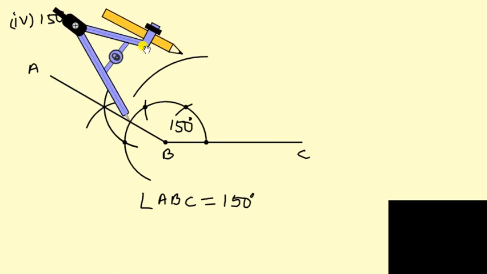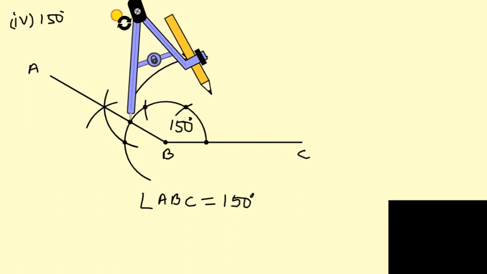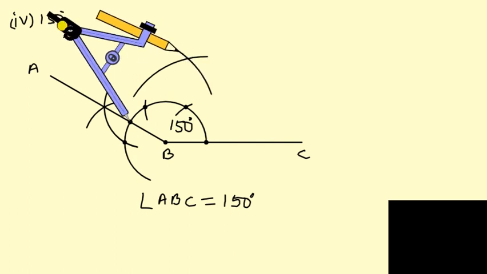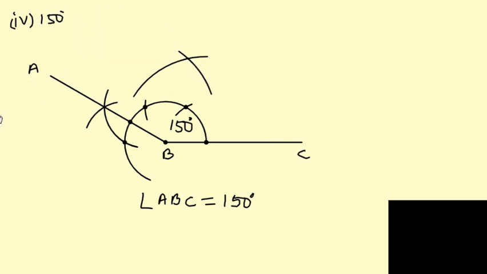Question number 5. Bisect the above angles using the compass and scale. So the first angle is 60 degrees, then the second is 90 degrees, then the third is 120 degrees, and the fourth one is 150 degrees. So first of all, we can draw these angles with the help of protractor and then bisect with the help of compass and scale. So let us see how we can do this.